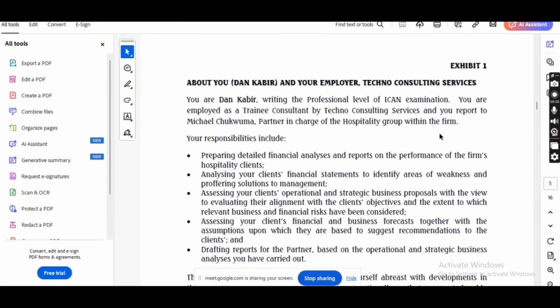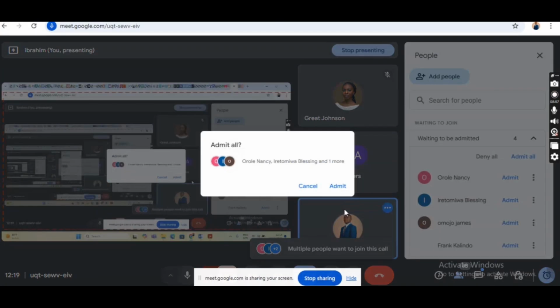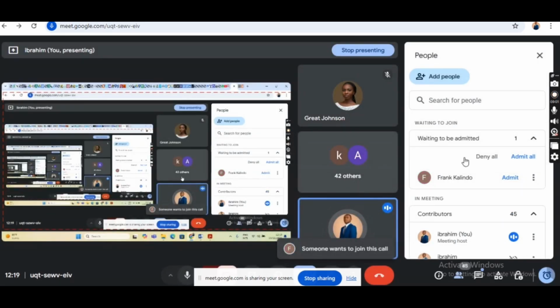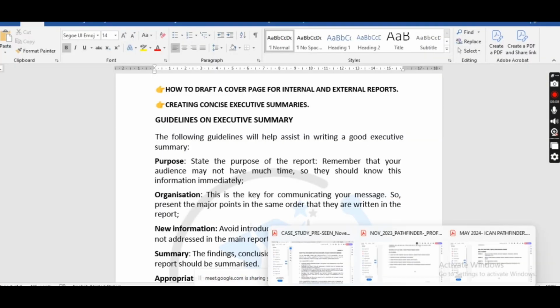Right, now another responsibility is assessing your client's operational and strategic business proposals. So this is talking about requirement 2. Don't forget that in the case study exam, there are 2 requirements, right? Requirement 1 will be based on financial analysis, while requirement 2 will be based on SFM.